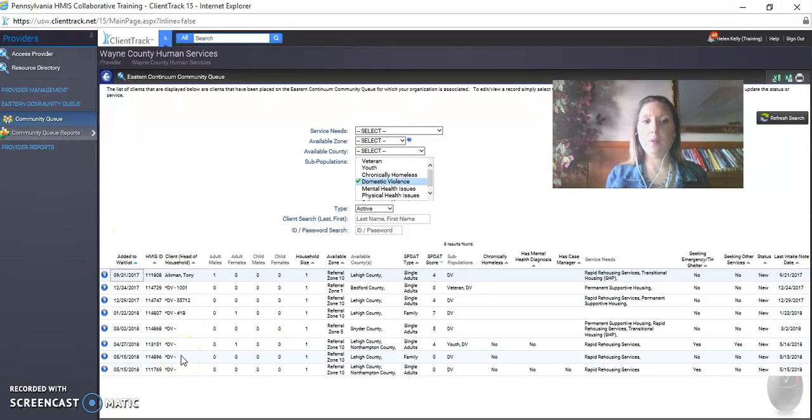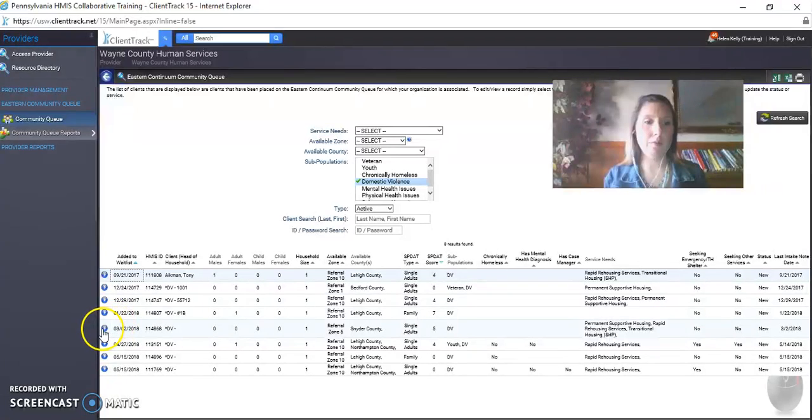There's a DV protocol in place for our HMIS system, and it kind of blocks any identifying information. So you're not going to see their name, you're not going to see their phone number, basically any of that identifying information you're not going to be able to see.